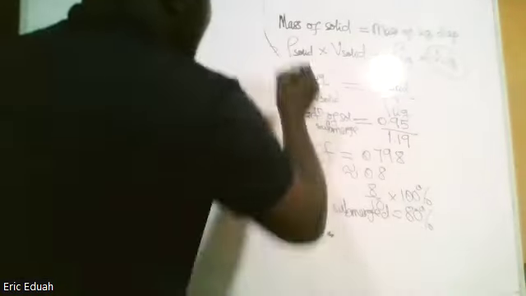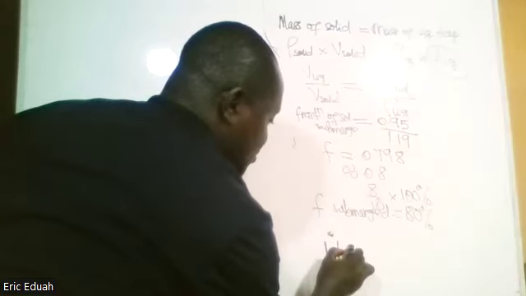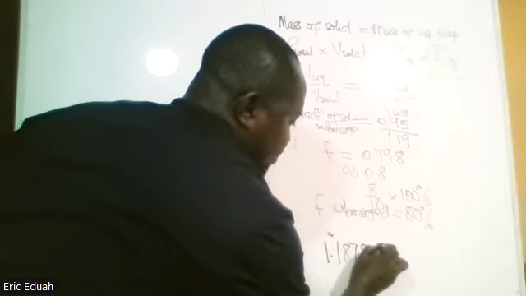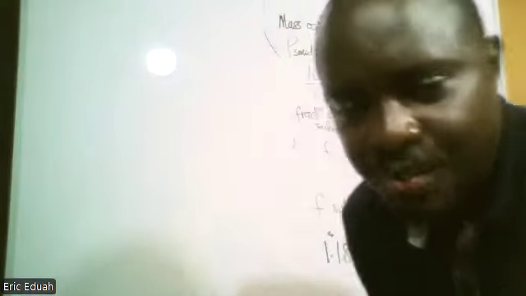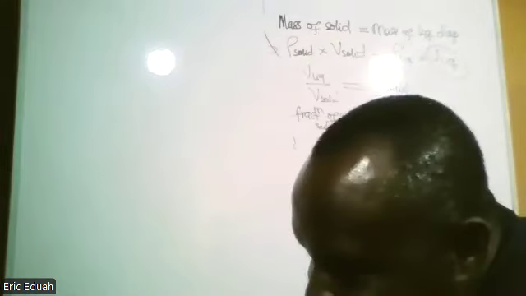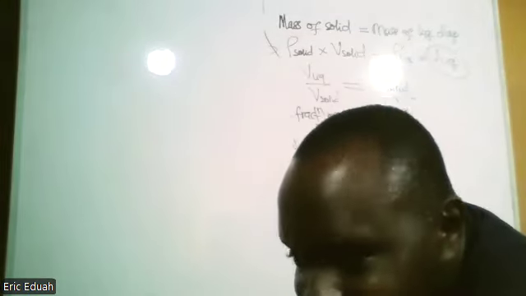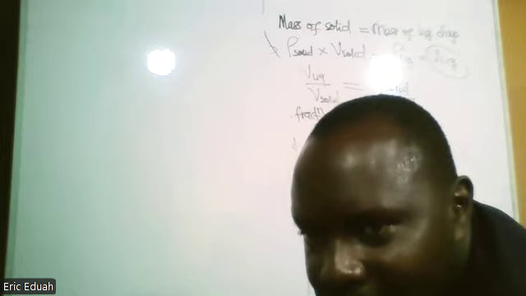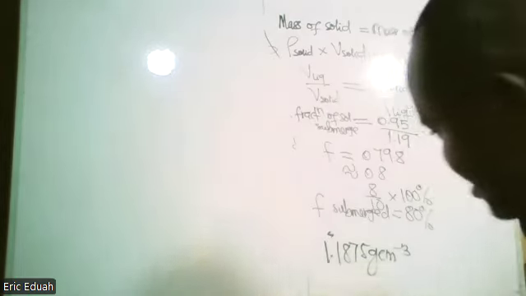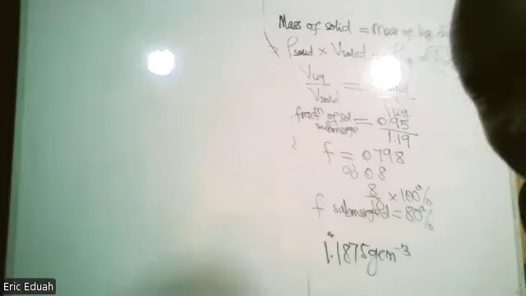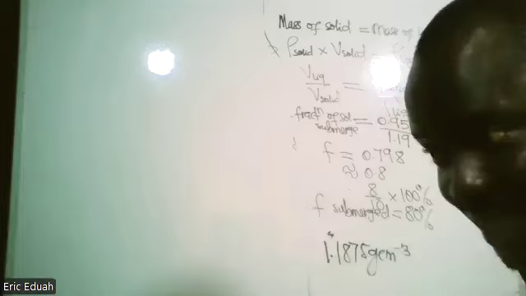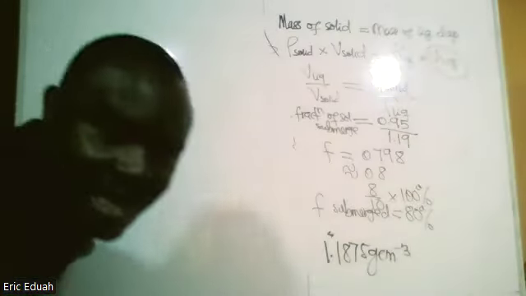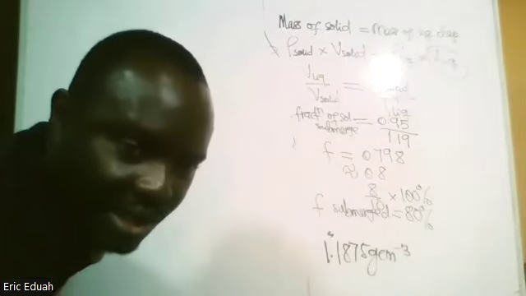1.1875. Yes, sir. So let me write this one: 1.1875 gram per cm³. Let's get another answer from the ladies. I got the same thing, but I rounded mine to 1.19. 1.19, it's the same thing. Okay, do we have any different answer? All right.